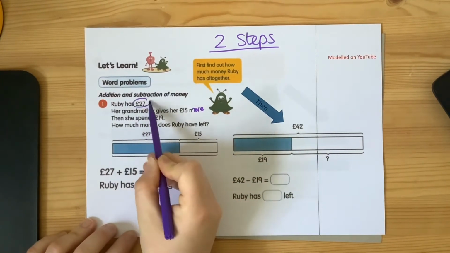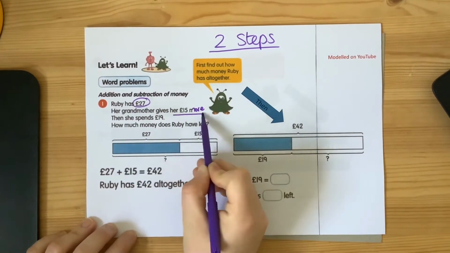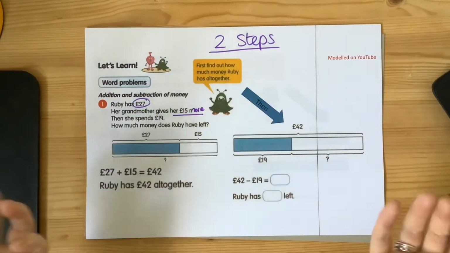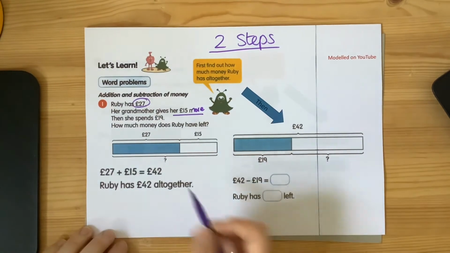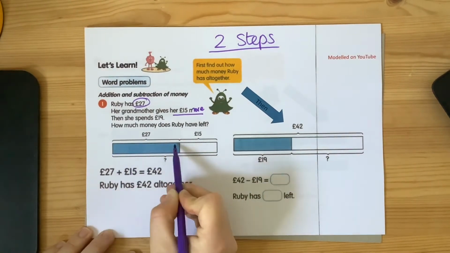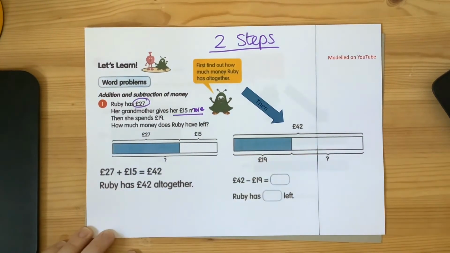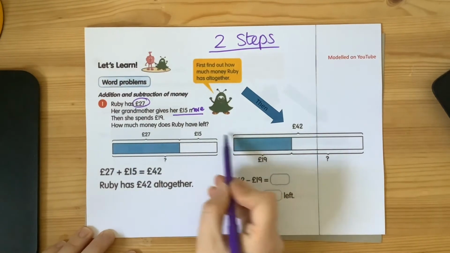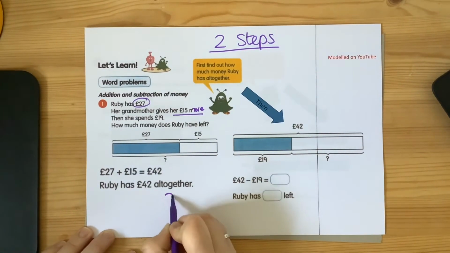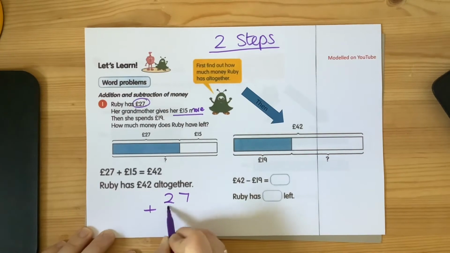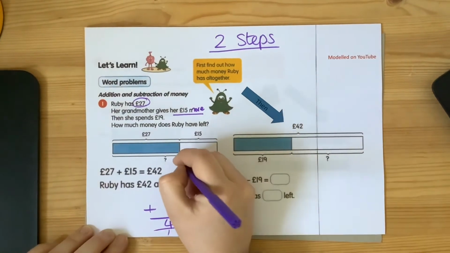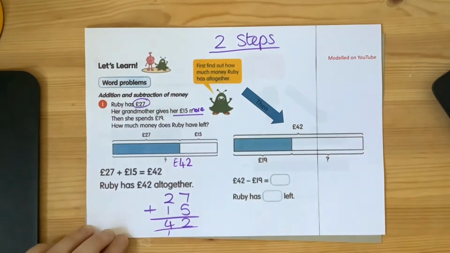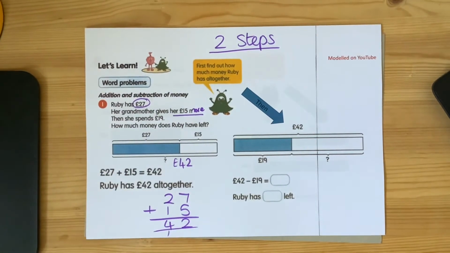she had £27, but then she was given £15 more. So I need to put those 2 amounts together to work out how much she's got now. So this part represents how much money she had. This part represents how much money her grandmother gave her. And if I add them together, 27 add 15, I get 42. So I know that she has £42 all together.